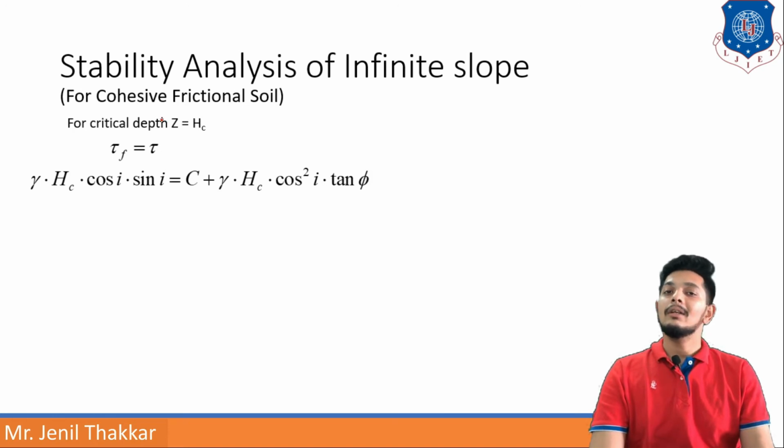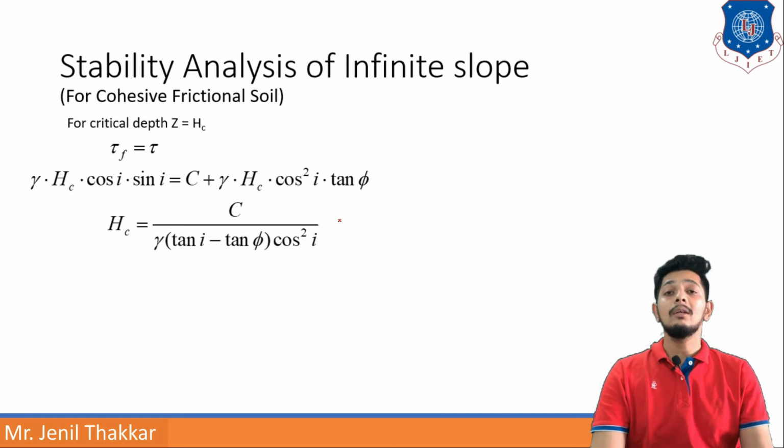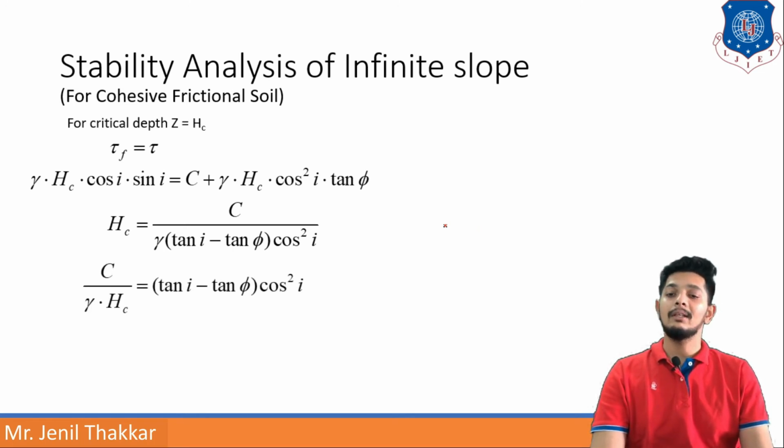There can be an equation written: gamma into Hc into cos I into sin I is equal to C plus gamma into Hc into cos square I into tan phi. It is very simple. I have equated both the equations. Here Hc value can be extracted: Hc is equal to C upon gamma into (tan I minus tan phi) into cos square I. So this formula should be remembered as the critical height for a C-phi soil.